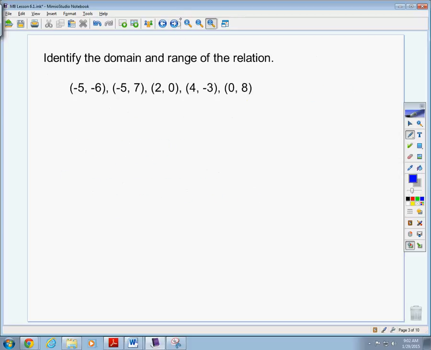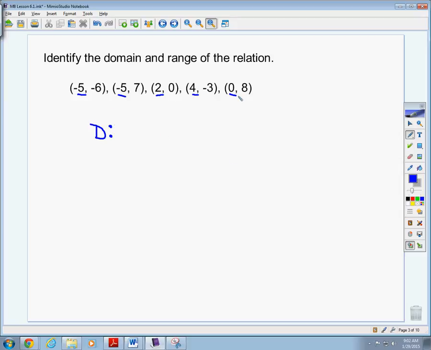Let's look at another example. This one says identify the domain and range of the relation. Remember, relations are represented by ordered pairs here. So if I want to look at my domain, I'm going to look at all my inputs, all my x values. And all we're doing is identifying them. So I have -5, 2, 4, and 0.